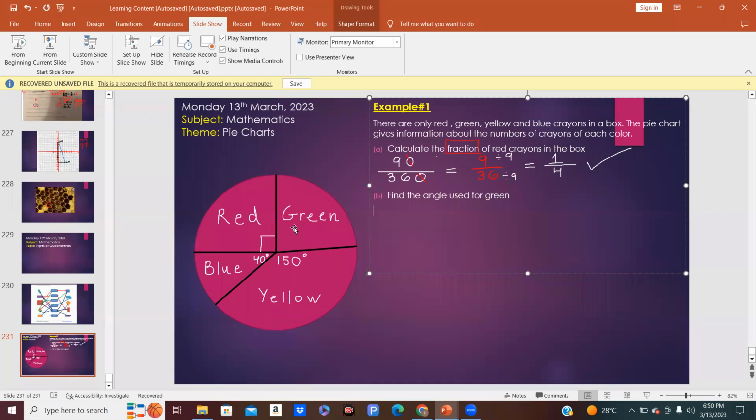So the angle used for green is going to be equal to 360 minus. And why do we use 360 again? The circle adds up to 360. Good. Angles around a point. And where do we get the 90 from? It's a right angle. Red.